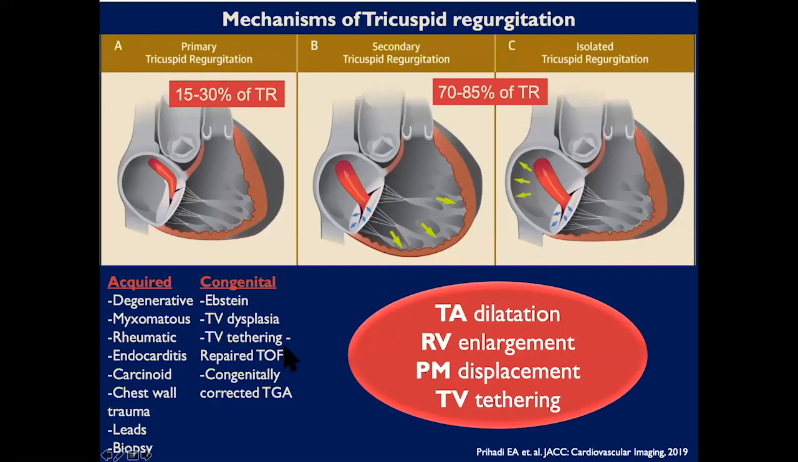Now, secondary tricuspid regurgitation, which really includes both these categories here, accounts for 70 to 75% of tricuspid regurgitation, so it's far more common. We divide it into these two categories. I'll explain that in a little bit. But with secondary tricuspid regurgitation, we are talking about typically right ventricular enlargement, papillary muscle displacement, tricuspid valve tethering, and annulus dilation, as you can see here.